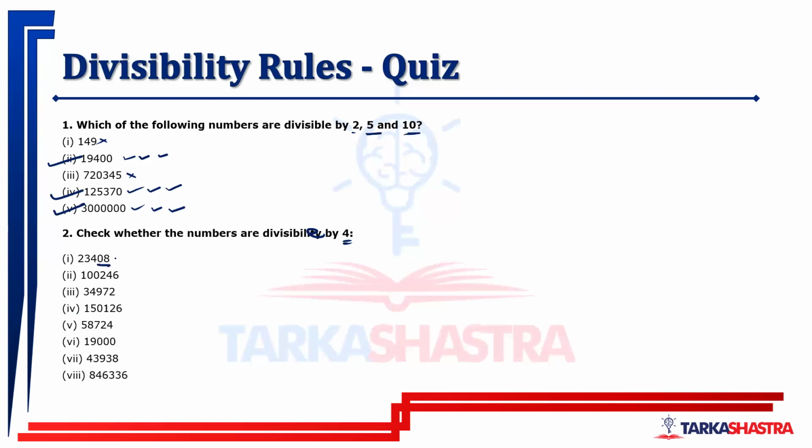Check whether the numbers are divisible by 4 or not. How do we check the divisibility? By the last two digits. So 08 is divisible by 4, 46 not divisible, 72 divisible, 26 not divisible, 24 divisible, 00 divisible, 38 not divisible, 36 divisible. As simple as that. You just have to check the divisibility of the last two digits. We will understand the reason behind it, but since childhood we have been doing it like this, so let us continue in that fashion.